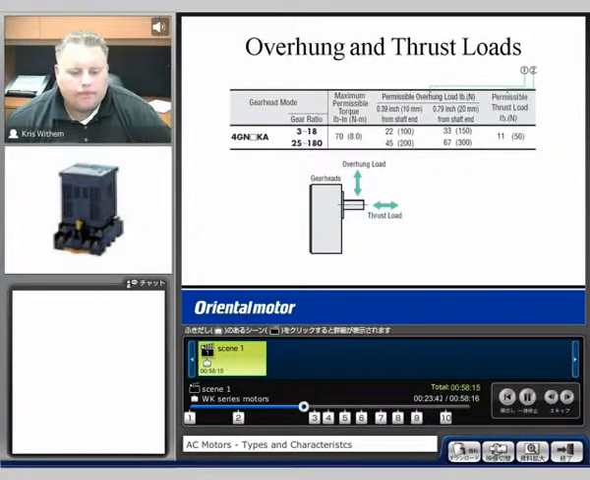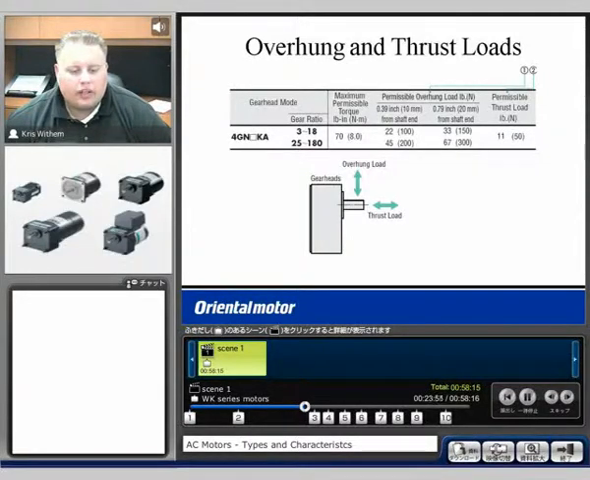Then the actual thrust load is the thrust that goes along the horizontal axis, so any thrust that gets pushed into the motor or into the gearhead. So at any time if something's positioning and it knocks continually into the shaft around here or off to the sides of the shaft, anywhere that pushes inward, it can cause damage to the bearing. It can knock the bearing back and forth. In this case, for the 4GN style gearhead, regardless of the gear ratio, the thrust load is going to be around 11 pounds. Any more than that, you can sustain damage to the actual gearhead and the bearings inside.